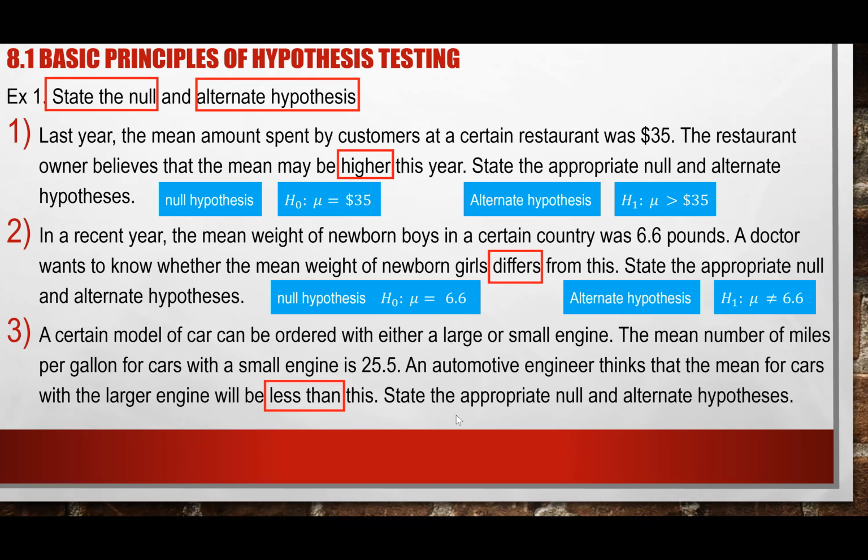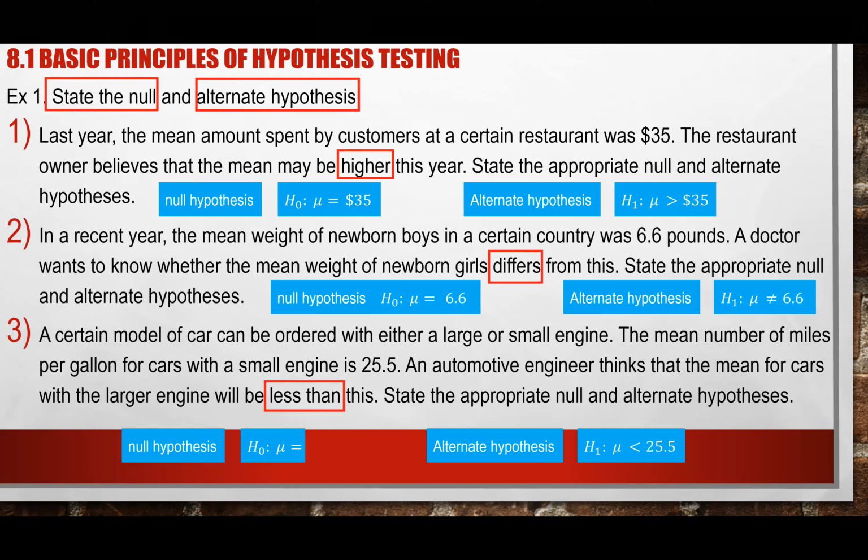So if you look at this, what does less than mean? Do you agree that less than is the mu is less than this? What is this? 25.5. That is the mileage per gallon in your car, right? And because it's less than, it will be in your alternative hypothesis. And if that is your alternative hypothesis, your null hypothesis will be equal to. So again, for me, and for this author, and for this book, most of the claim is in the alternative hypothesis.